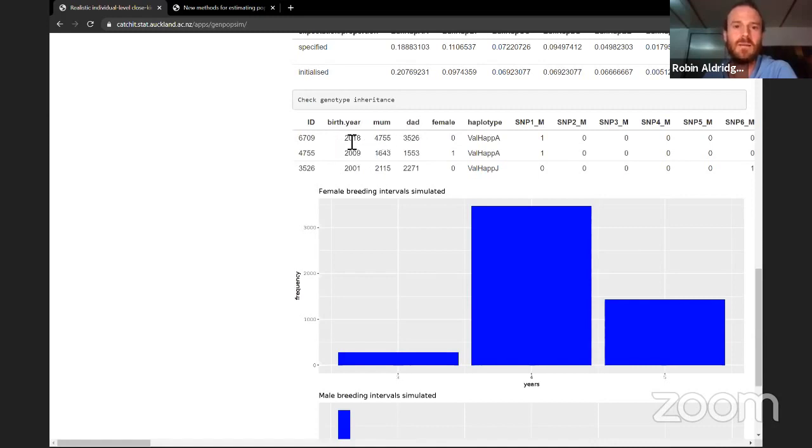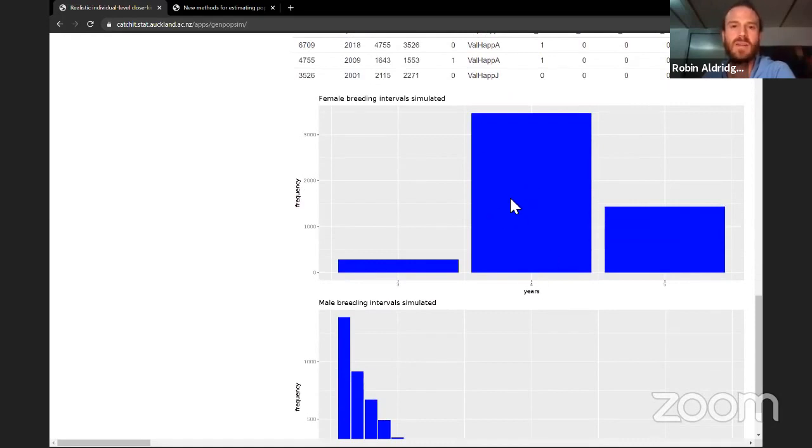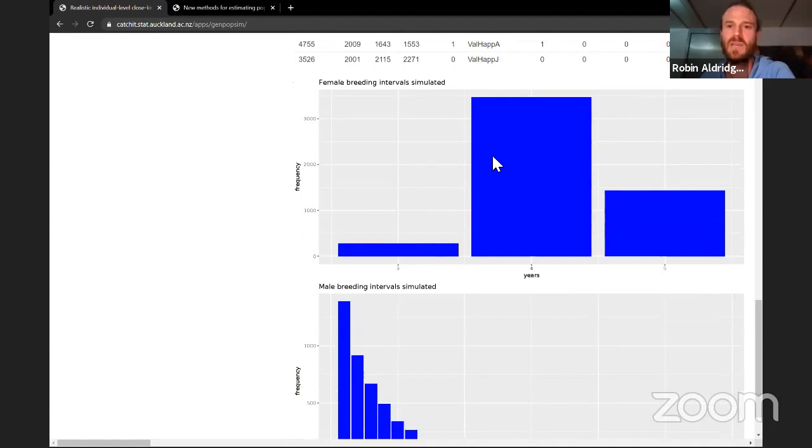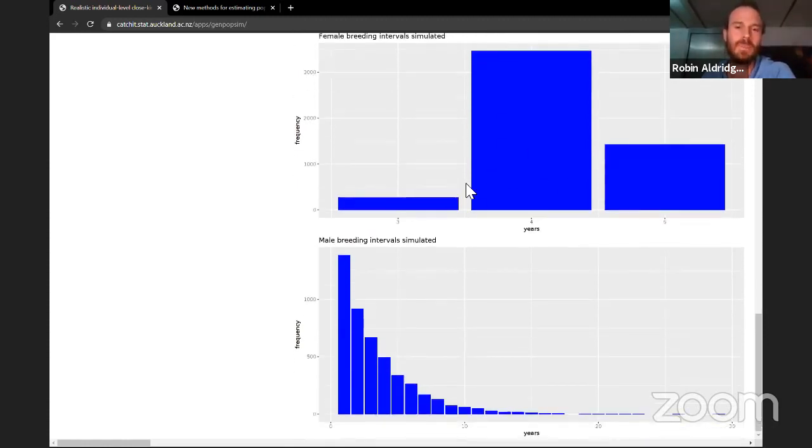So here we have one animal and its mother. The mother's ID is 4755 here, and this is the father's ID. And you can see, for example, that the haplotype, which is always inherited from the mother, has indeed been inherited from the mother here. We have the female breeding intervals simulated. So we've got intervals that are close to the observed intervals here, and they'll depend on the particular population scenario that you simulate from. And then the male breeding intervals follow a negative binomial distribution because there's no selectivity there.